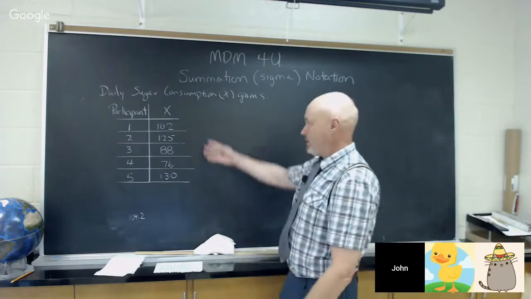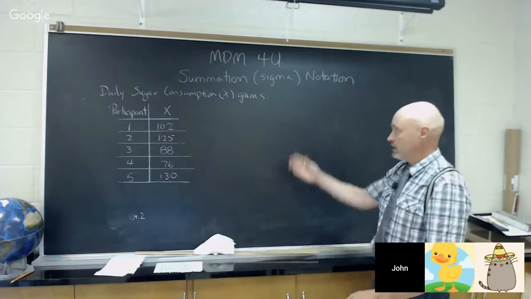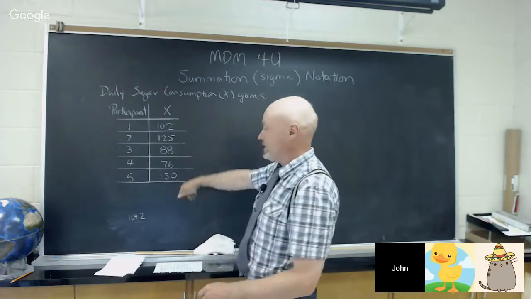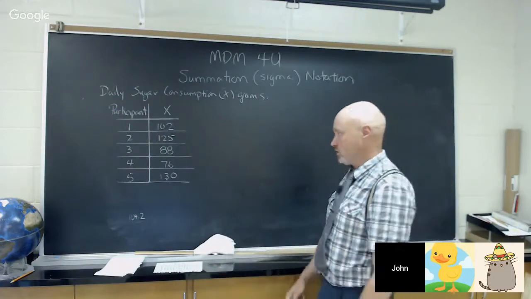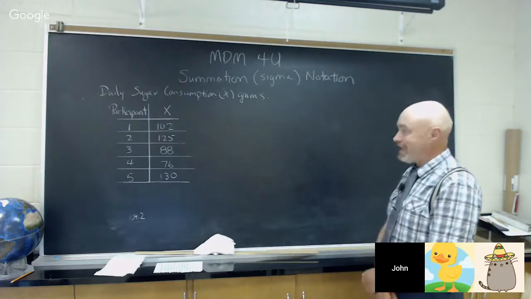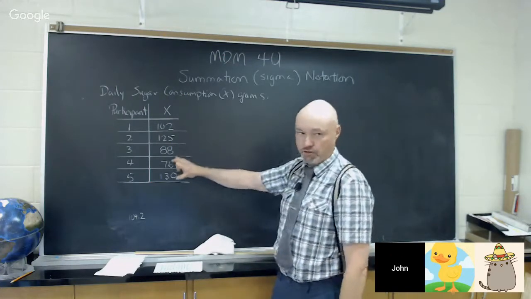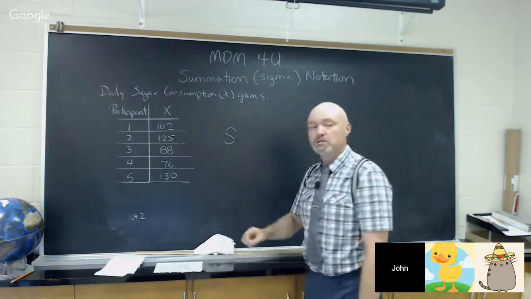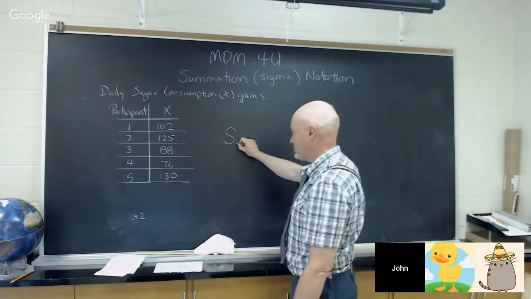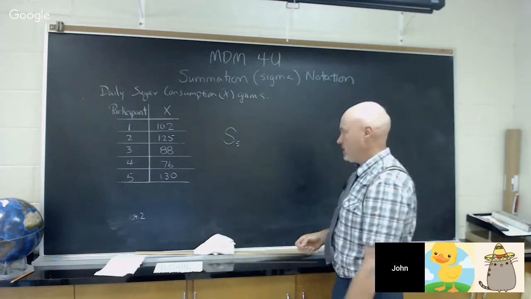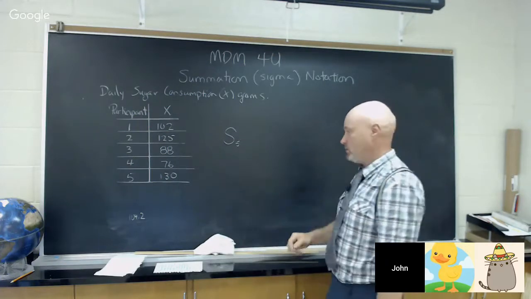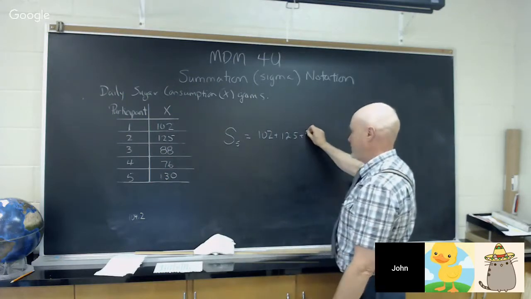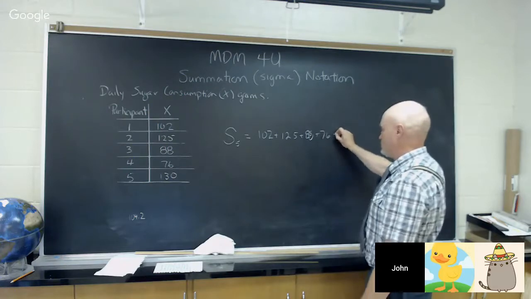So here we go. We've got daily sugar consumption, and we're using X to represent the number of grams of sugar that people eat. And we have a data table here, so we've surveyed 5 people, which is totally unscientific. And if we want to know the total sugar consumption of those 5 people, in grade 11 I think we used a big S to mean the sum of something, and every once in a while we would subscript it to say we want the sum of those 5 people. And then we would go 102 plus 125 plus 88 plus 76 plus 130.